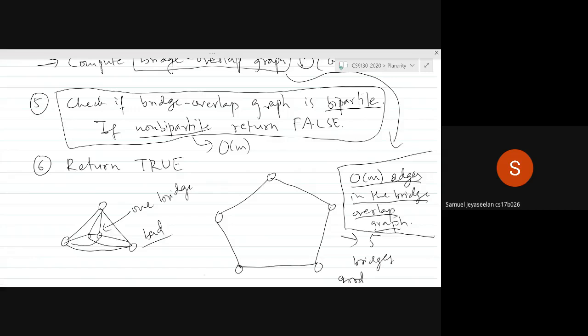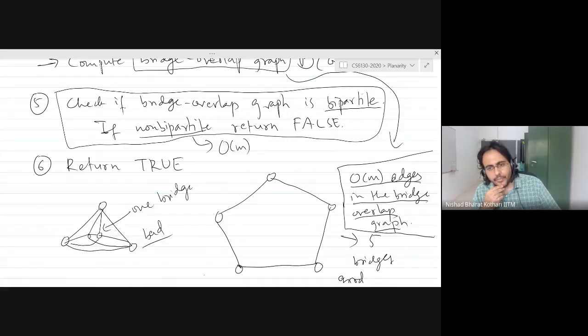I mean, we need to know the bound on the number of edges in the bridge connected graph. So does it become order m or does it become order m square? Oh, but there is a good point. Order m, remember, is order n.